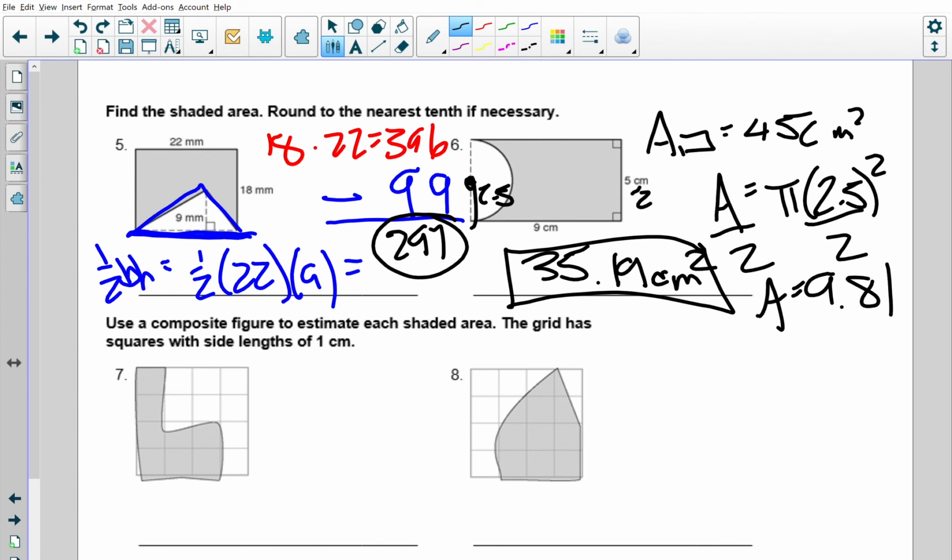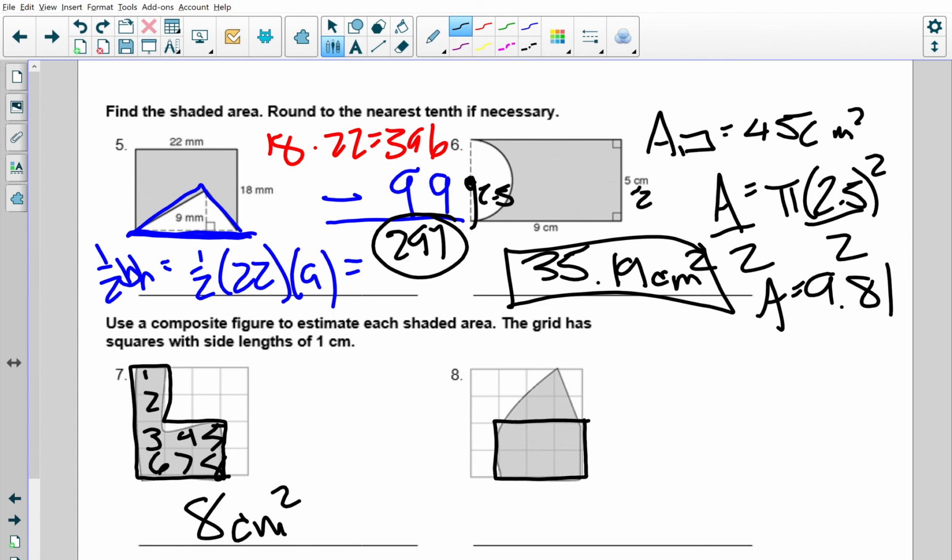I'm going to stop there and I'm going to keep going because they want this ridiculously easy. What's there? Each of these is 1 centimeter. How many 1 square centimeter squares are there? 1, 2, 3, 4, 5, 6, 7, 8. There you go. How about this one? 1, 2, 3, 4, 5, 6.